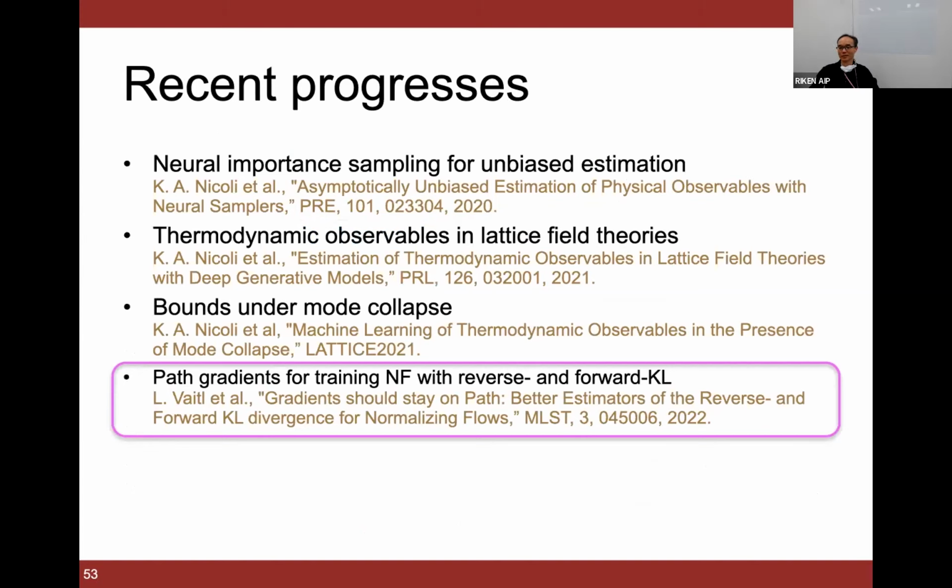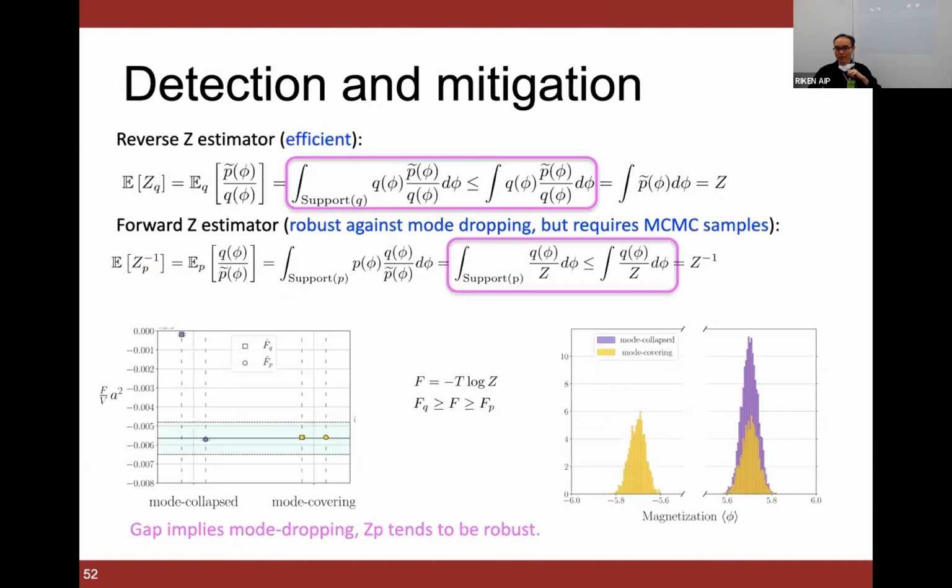Again, if there are any questions, I will answer, and otherwise I'll go to the last topic. I was a bit lost in the last slide. Okay. You could detect the mode dropping, but how do you correct it?